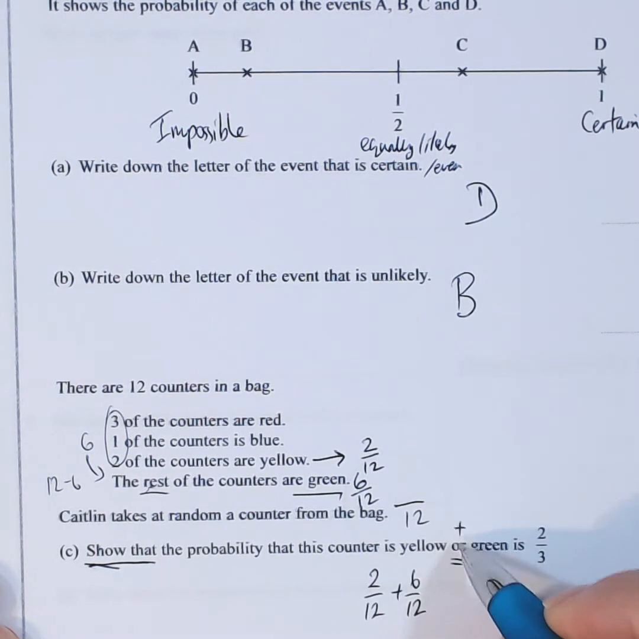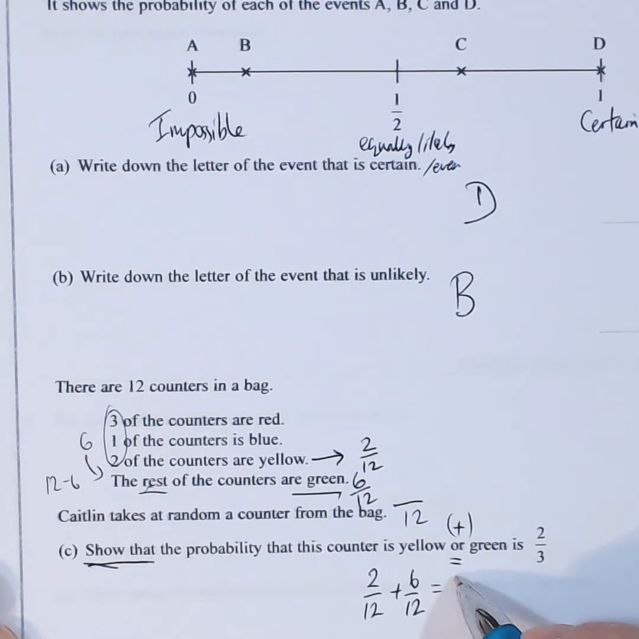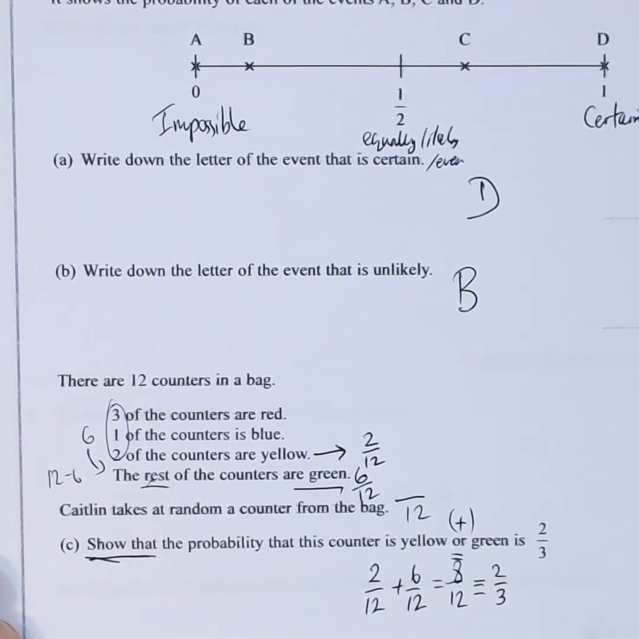When we see this word or in probability questions, then we should be thinking of it's that one or that one, so we add them together to get the total number. And here we've got 8 twelfths, and that's equivalent to 2/3. So that's what show that means. It basically wants you to go through showing where you get your numbers from, and then cancel it down to show that the answer is going to be 2/3 at the end of it.